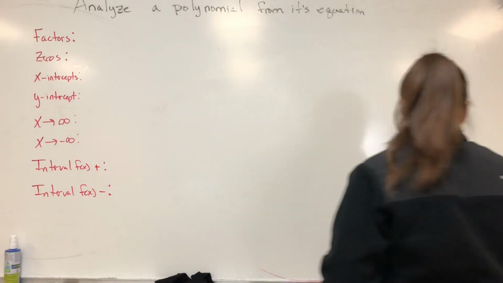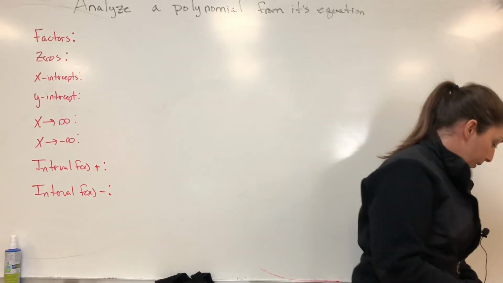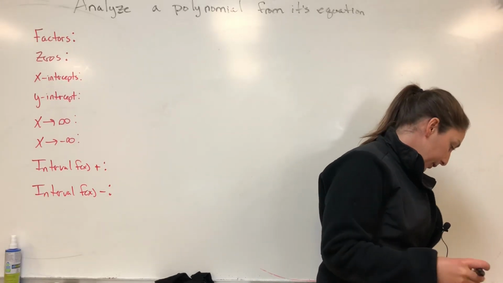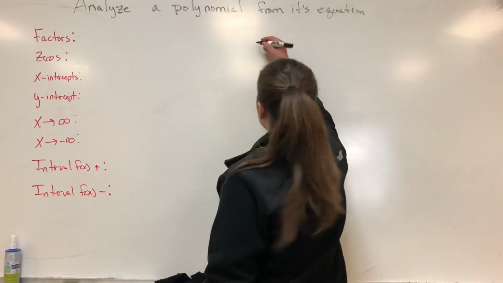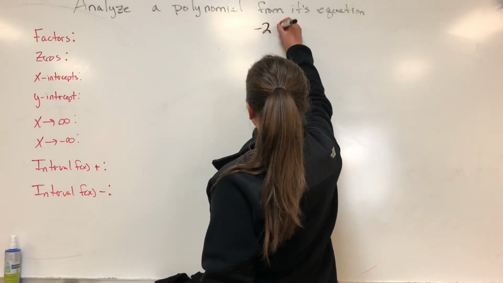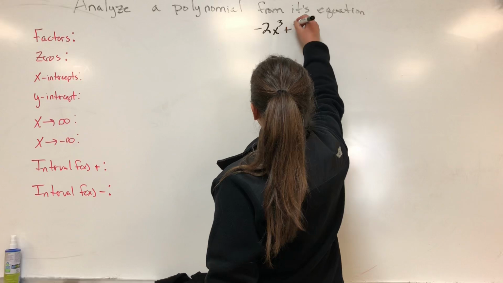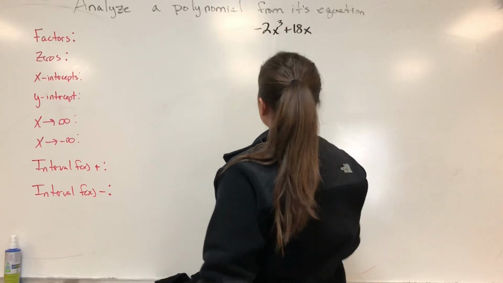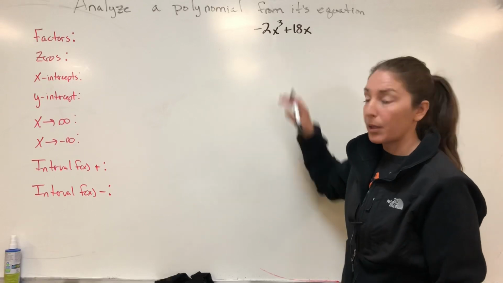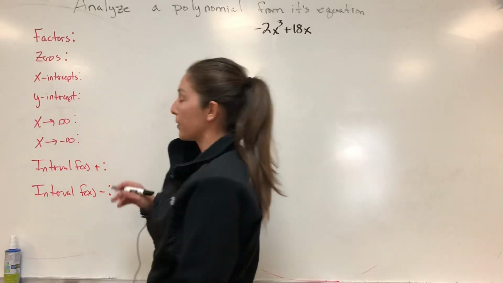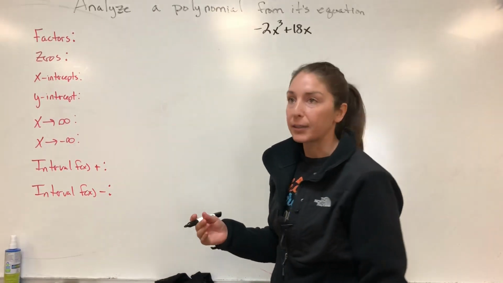Our first example is negative 2x cubed plus 18x. I want to figure out all this stuff for this particular polynomial. Number one on my list is its factors. So what do I have to do? I have to factor it.